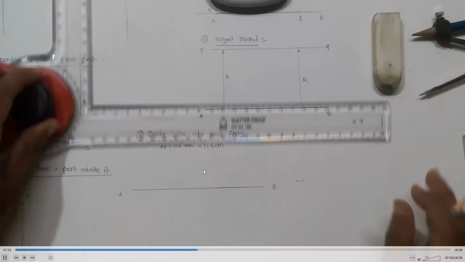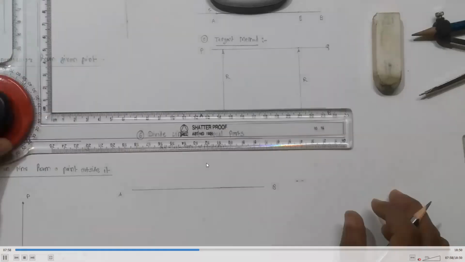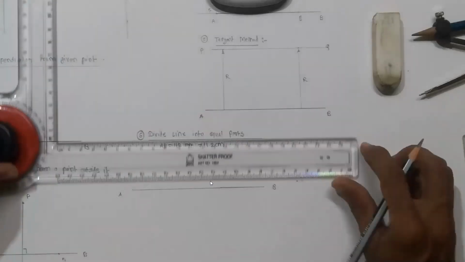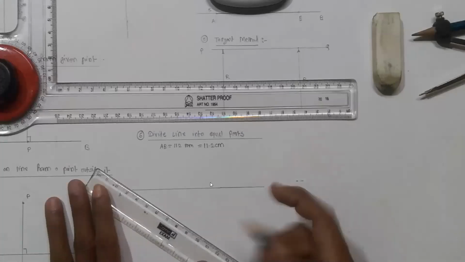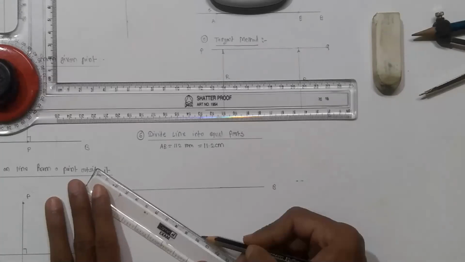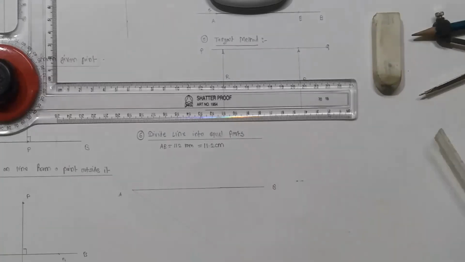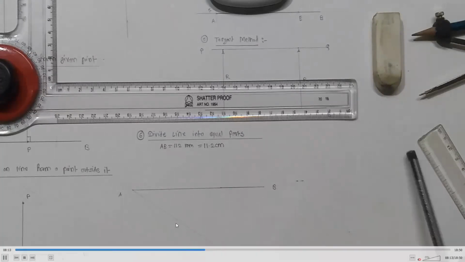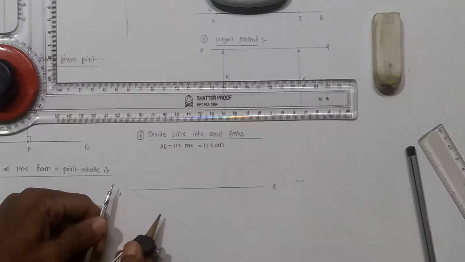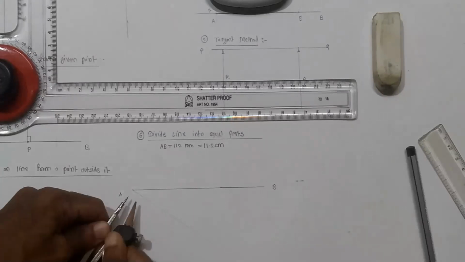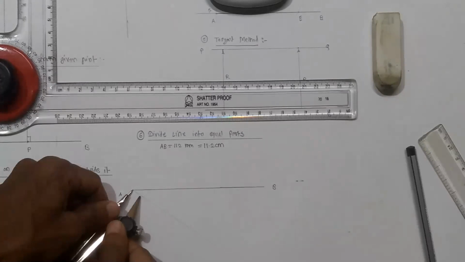So the length given is 11.2 centimeter and we want to divide this into, suppose, 7 equal parts. Then draw one inclined line and by using the compass draw 7 equal arcs. You can take one suitable distance.